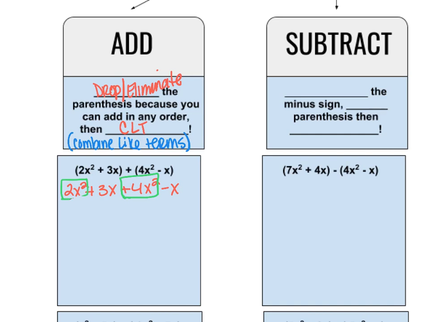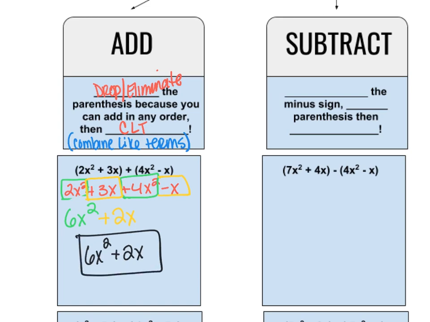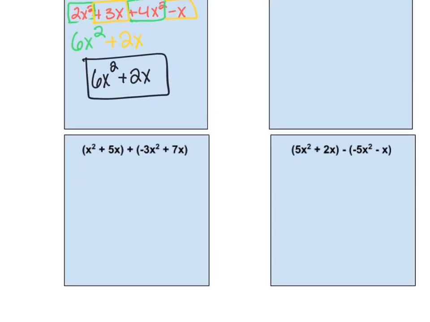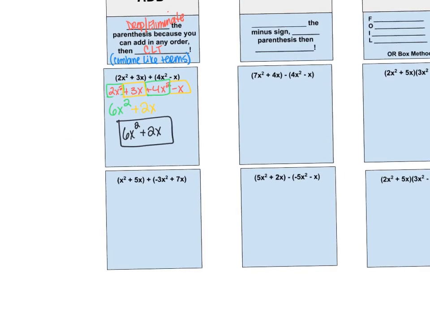So with my x squares, I have 2 plus 4, so I have 6x squared. Then I have 3x and minus x. So 3x minus 1x still leaves me with 2x. So my final simplified form of adding these two binomials is 6x squared plus 2x. I want you to use the same two steps, drop the parentheses, and then combine like terms. I want you to figure out this problem here, and I'll check your answers after you're done.